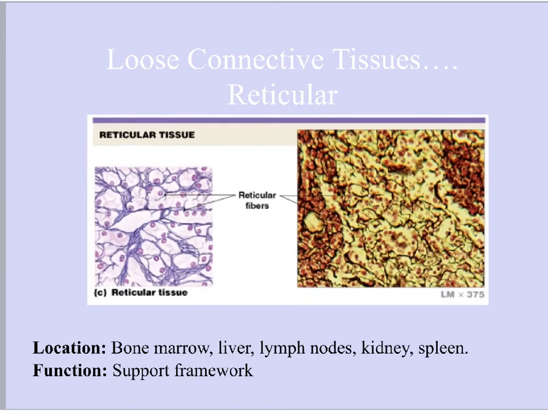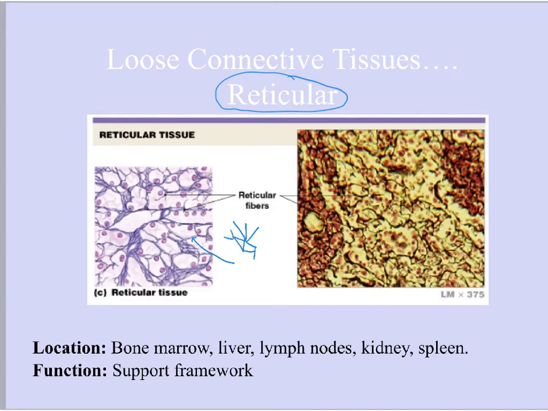The third type of loose connective tissue is reticular tissue. And the name itself might give away what type of fibers are present. The fibers present here are going to be reticular fibers. And the reticular fibers are these blue lines that you see here. But remember, the thing about reticular fibers is they're short and kind of squat and branching. And so what they create is kind of this matrix of support for cells to anchor themselves to.